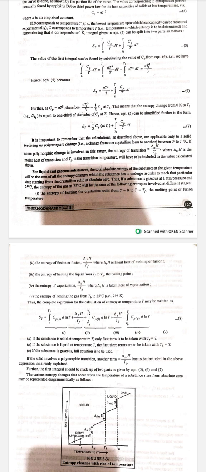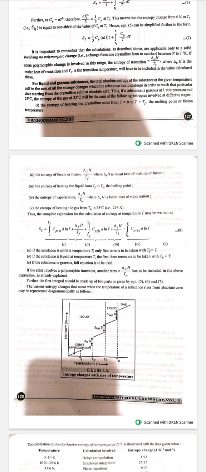It is important to remember that the calculations as described are applicable only to a solid not involving a polymorphic change between 0 and T Kelvin. If some polymorphic change is involved in the range, the entropy of transition is equal to delta H upon T, where delta H is the molar heat of transition and T is the transition temperature. We have included this in the calculation above.